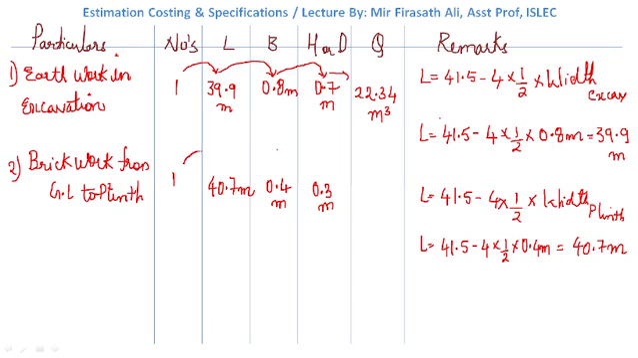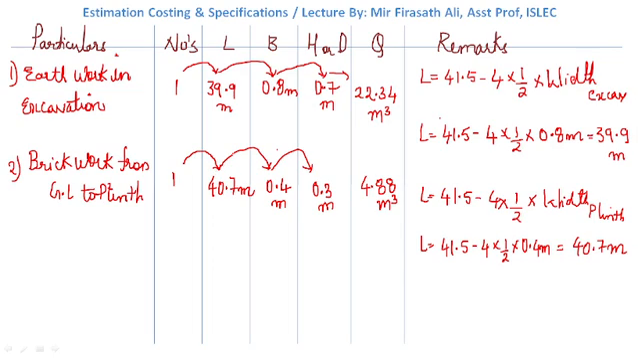Now multiply 1 into 40.7 into 0.4 into 0.3. The value will be around 4.88 meter cube. Got it? Okay. This was about brickwork from ground level to plinth.